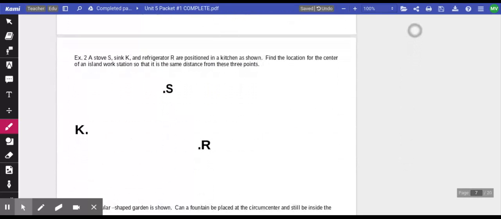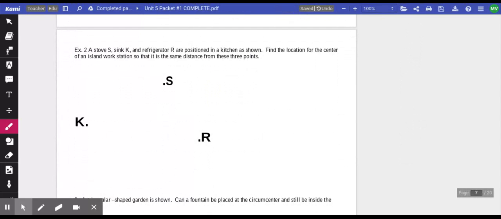Now, example 2. A stove, S, sink, K, and refrigerator, R, are positioned in a kitchen as shown. Find the location of the center of an island workstation so that it's the same distance from all 3 points. So what we're looking for is the circumcenter. And the circumcenter is the point of intersection of the perpendicular bisectors.